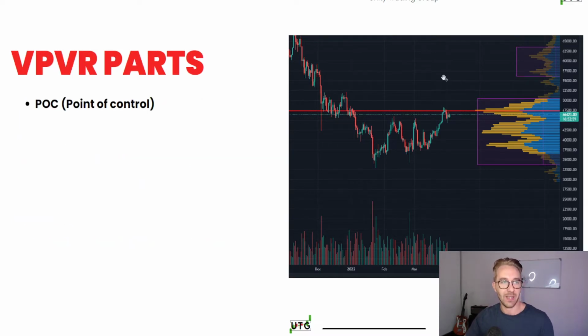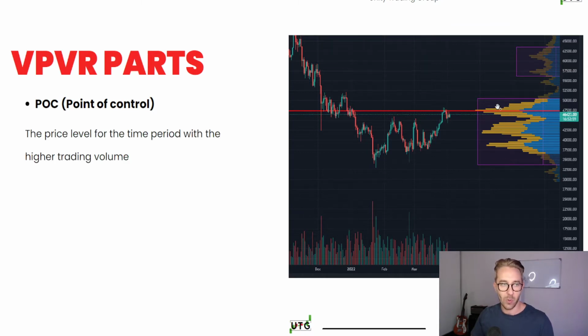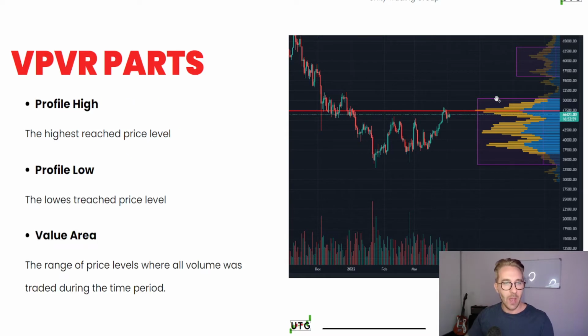Now, the VPVR parts. First is the point of control. That is this red line here. What is the point of control? Well, the point of control is the price level for the time period with the highest trading volume. So you can see that this red line, which automatically plots when you put on the VPVR, shows this highest trading amount. From this range here, from October, November through to where we are now in April 2022, within this select range only, our VPVR is showing us that we are at a very important point for Bitcoin, where the highest trading volume lies around this 46.4 level. That sucker right there.